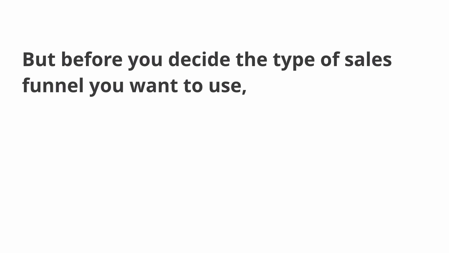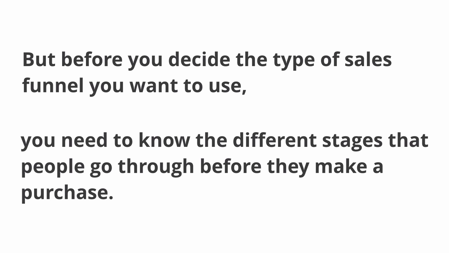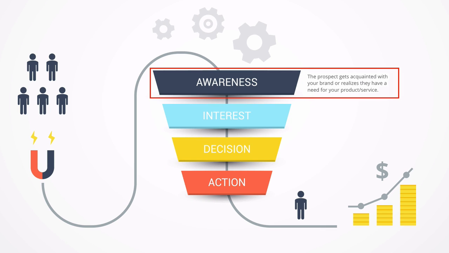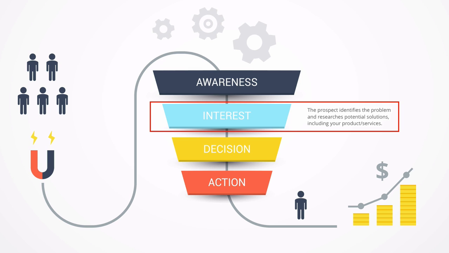But before you decide what type of sales funnel you want to use, you need to know the different stages that people go through before they make a purchase. So here you have a very simple blueprint of the process that people go through when interacting with your brand. The first stage is awareness. This stage is when people get acquainted with your brand and realize that they have a need for your product or services. Then they go to interest, when people identify the problem and research potential solutions including your product and services.